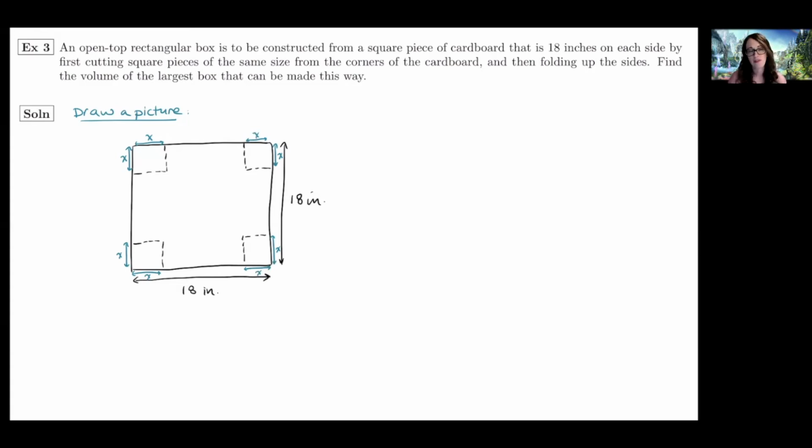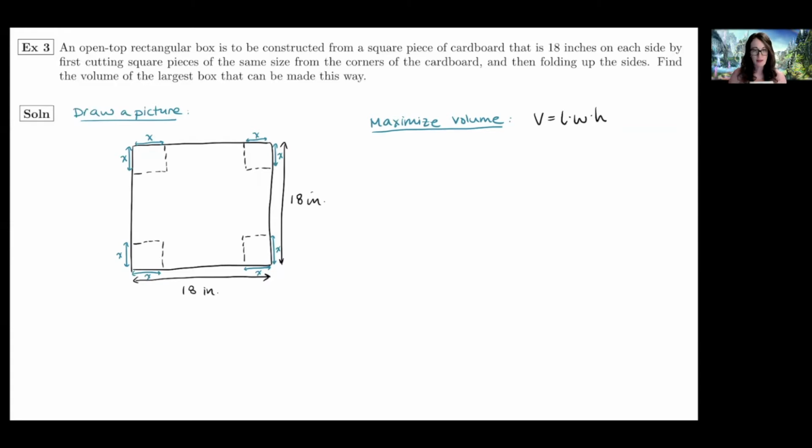Now we want to start thinking about the volume of this box, because that's what we want to find the maximum of. So we want to maximize the volume. Volume is a 3D measure. Volume of a box is found by multiplying length times width times height. Okay, so how do we go from this flat piece of paper up into 3D and find the volume, the length and the width and the height?